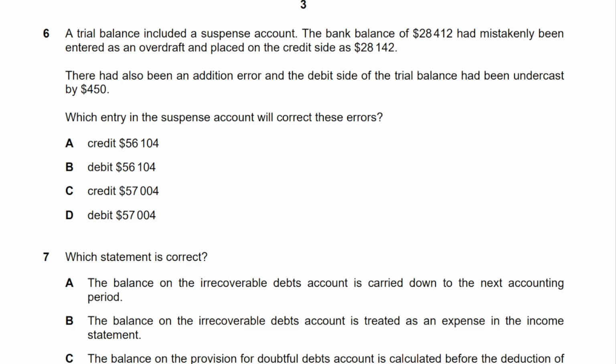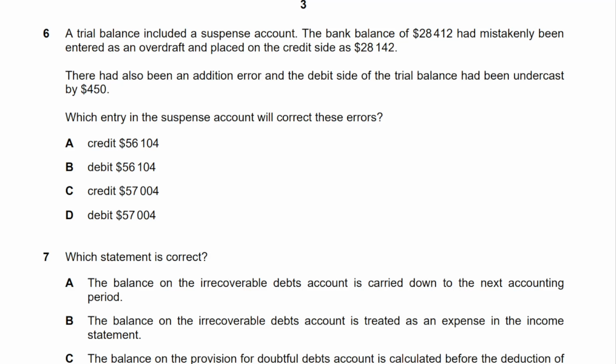Number 6, a trial balance included a suspense account. The bank balance of a trial balance included a suspense account, so there was a difference on the trial balance. The bank balance of 28,412 had mistakenly been entered as an overdraft and placed on the credit side as 28,142. Okay, so we're reversing the entries here. We're supposed to put it on the debit side. We instead put it on the credit side. And not just that, we put it by the wrong amount, right? There had also been an addition error, and the debit side of the trial balance had been undercast by 450.